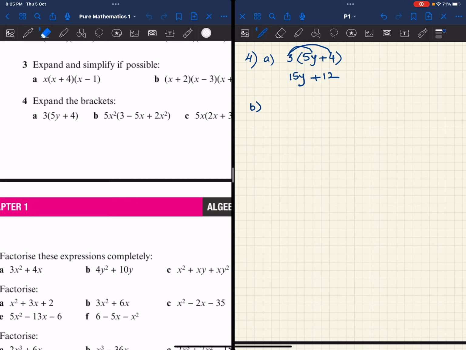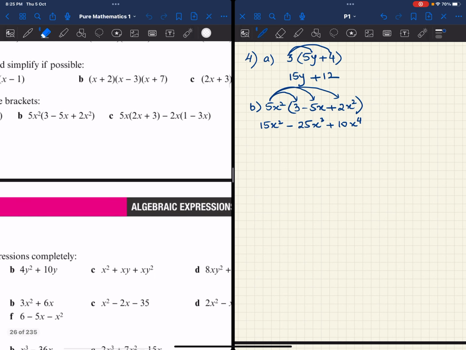Question B. 5x squared into 3 minus 5x plus 2x squared. 5x squared into 3 is 15x squared. 5 multiplied by negative 5 gives us negative 25. x squared into x gives us x cubed. 5x squared into 2x squared gives us 10x to the power of 4. There are no like terms that can be simplified, so we can leave the answer at that point.